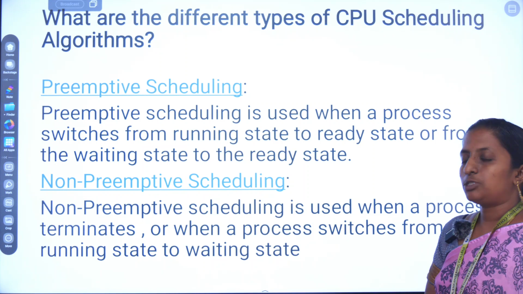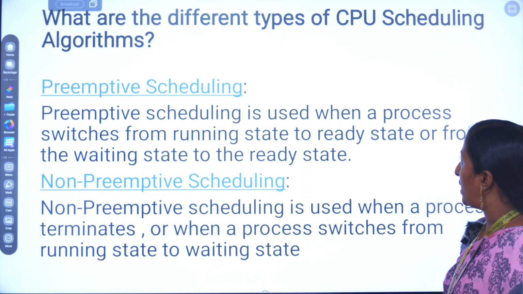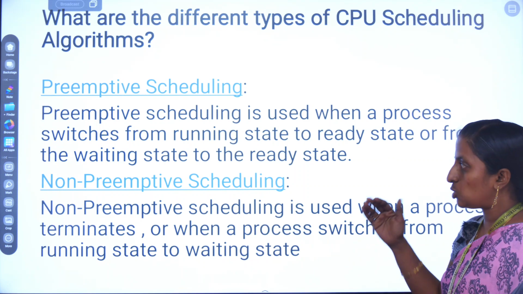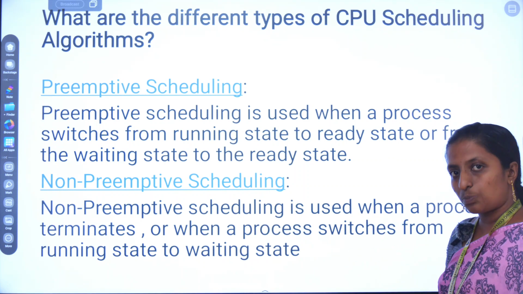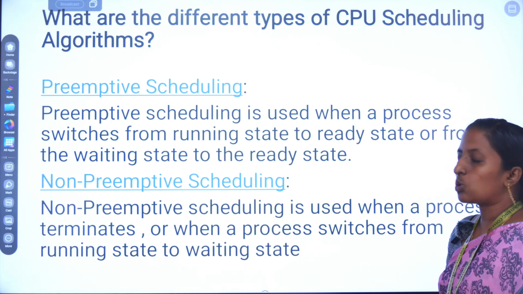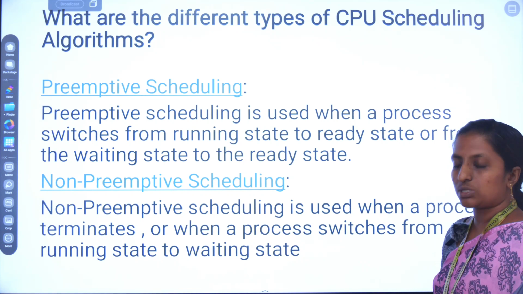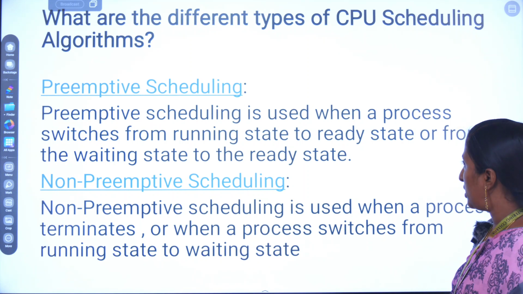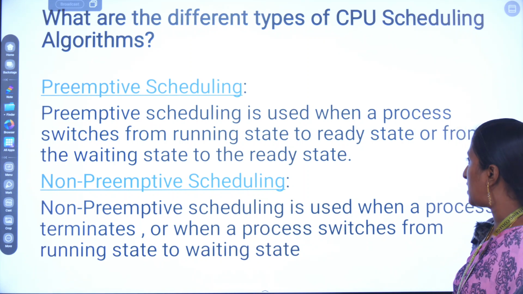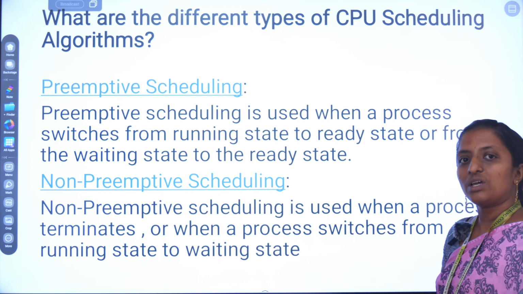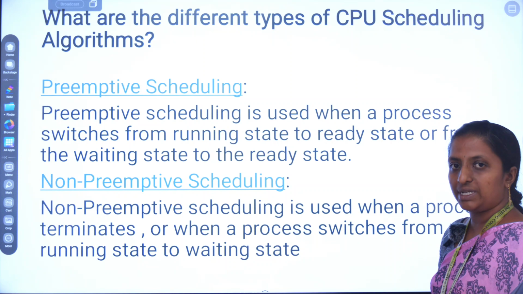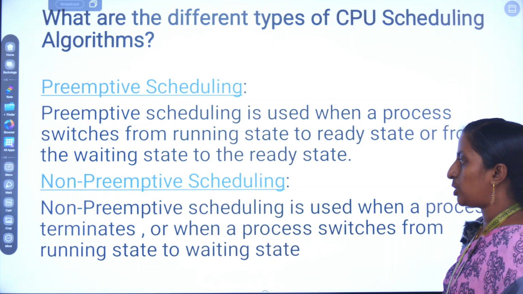So there are two types of algorithms. Mainly our CPU scheduling algorithms will be of these two types. One is preemptive scheduling and another one is non-preemptive scheduling. So let's see the definition of preemptive scheduling. Preemptive scheduling is used whenever a process switches from the running state to the ready state or from the waiting state to the ready state. So whenever a process is switching to the ready state, that is called preemptive scheduling.